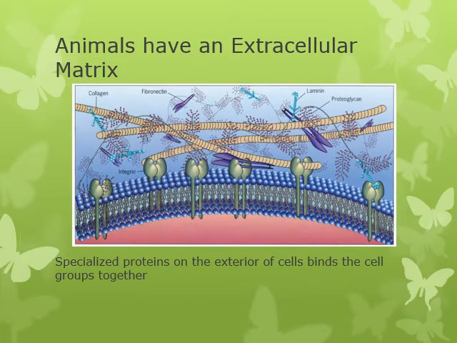They have an extracellular matrix. Extra means outside. So outside the cell, there's a lot of stuff going on. There are all these proteins out there that help bind cells together, but also allow cells to communicate back and forth. There's a lot going on outside of the cell, just like there's stuff going on inside of the cell.